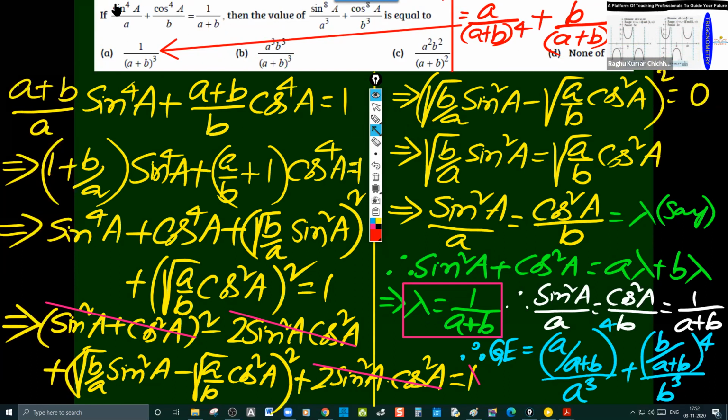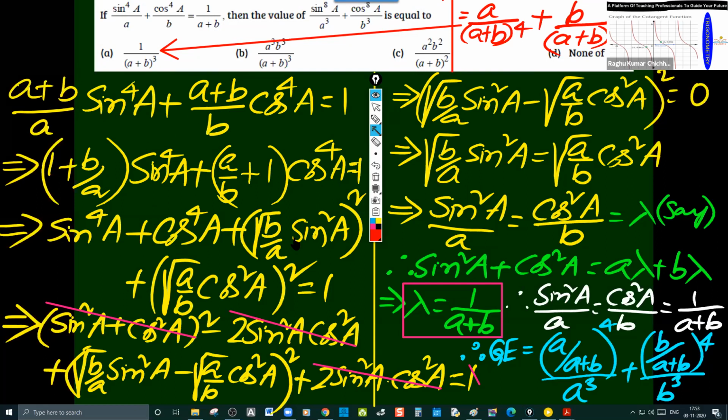Cross multiplied: (A plus B) by A sin⁴θ, (A plus B) by B cos⁴θ. Now again, what I'm doing: A by A plus B by A, B by B plus 1, into cos⁴θ. Now 1 into sin⁴θ, 1 into cos⁴θ can be written as sin⁴θ plus cos⁴θ, plus B by A sin⁴θ plus A by B cos⁴θ.